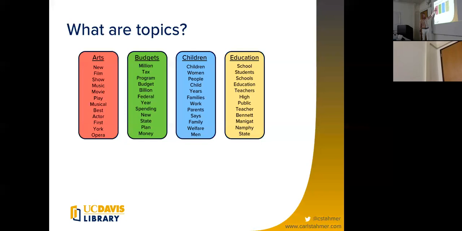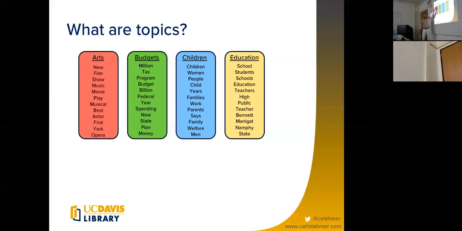So in some corpus here, I'm trying to remember where the first corpus is, I think it's like Wall Street Journal articles. We have a topic of arts, and what they found, when they read across all of these articles, is that these words, new, film, show, music, movie, play, musical, best, actor, first, or opera, co-occur. They appear in the same context with each other frequently, more frequently than with other words, and vice versa. So we have a topic here that a human comes afterwards and calls arts.